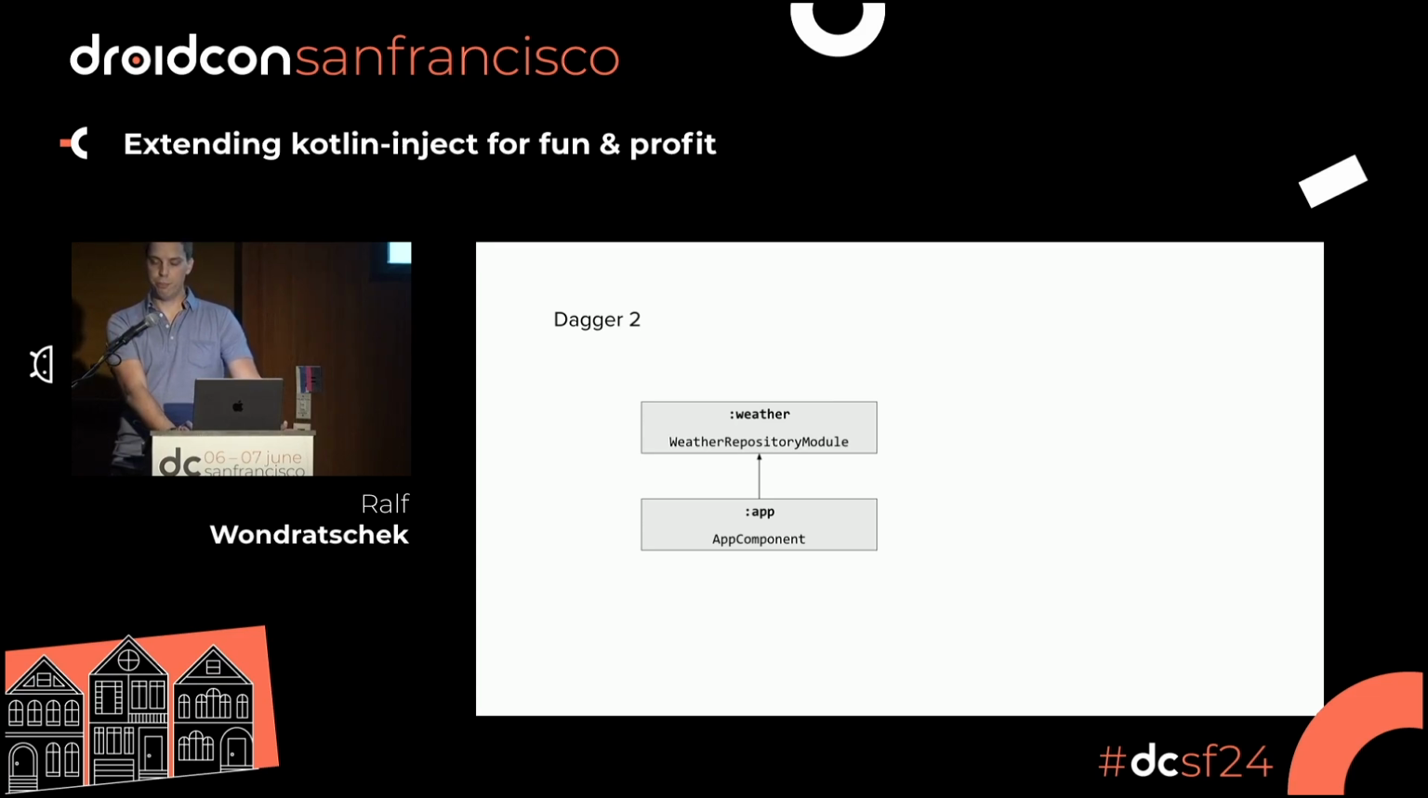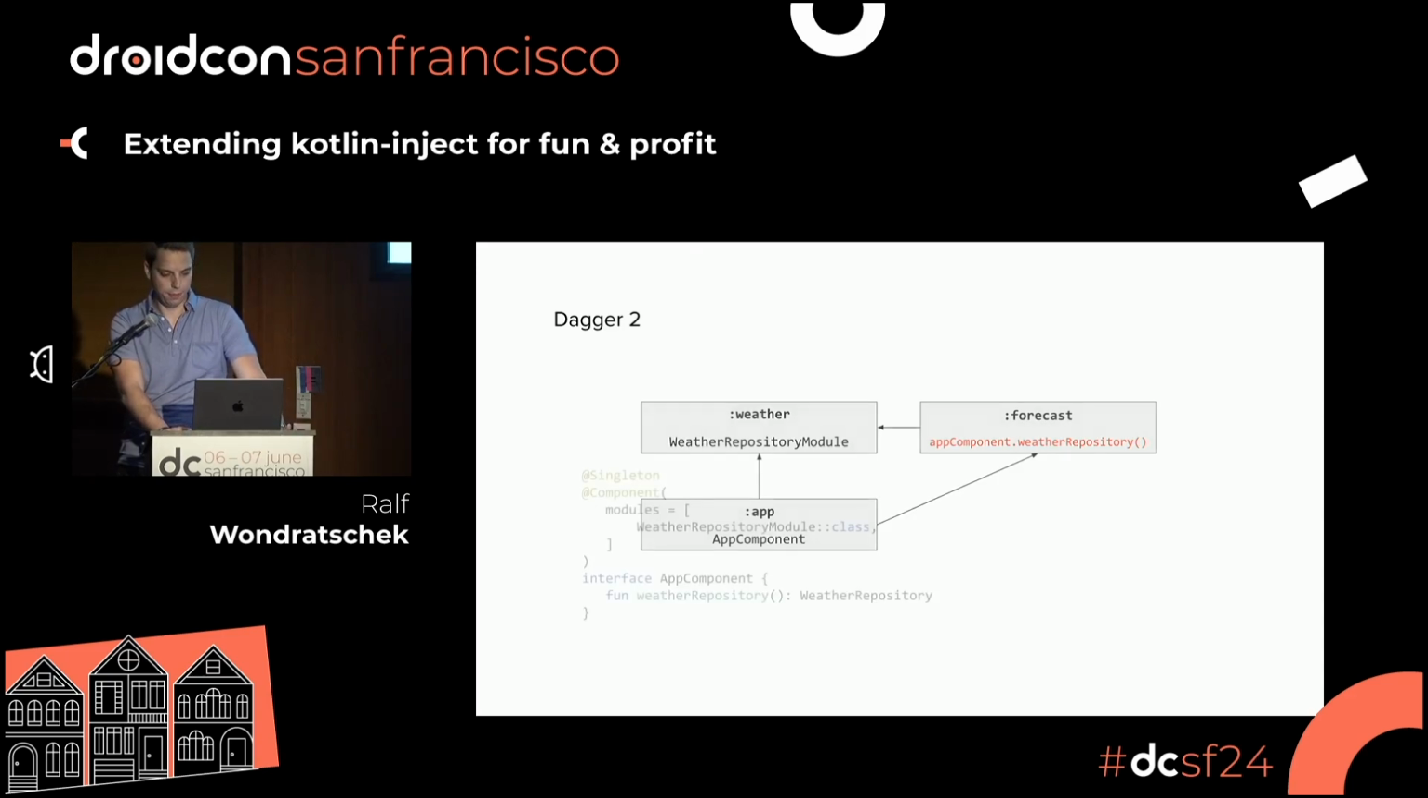With the weather repository module, it's easy. We can move this into our weather module in this example. But problems come up if we want to use something. For example, in the forecast module, we would like to get the instance of the weather repository and call this function on our app component. But this is not allowed because, again, this function only lives in the application module on the app component class. So we have a circular dependency.